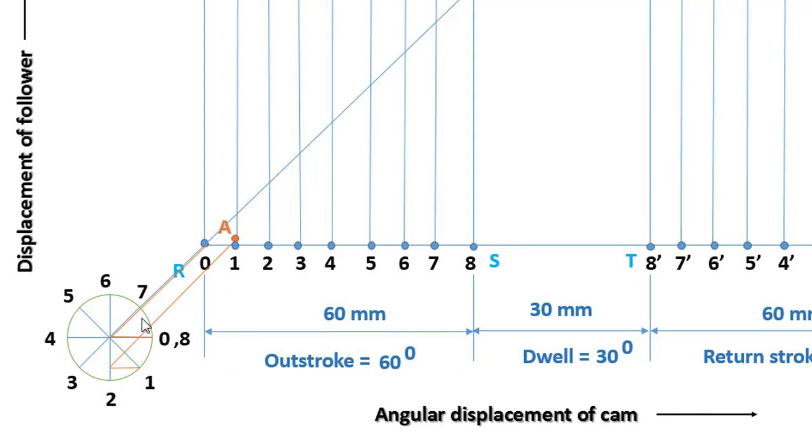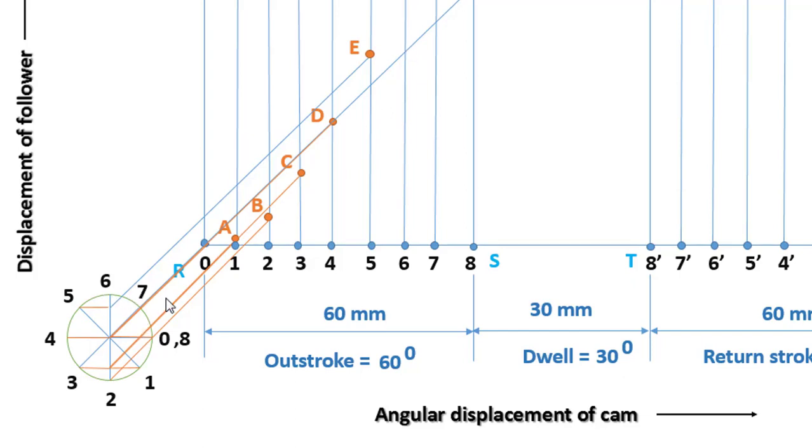Then draw a parallel line to RH passing through point 2. We will get point B. Then project this point 3 on the vertical line and draw a parallel line to RH. We will get point C. Similarly, you can locate point 4, that will give us D. Point 5 on this vertical line and a parallel line to RH. This will give us point E.